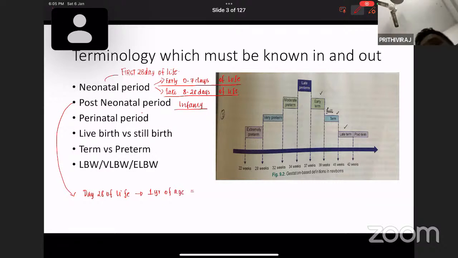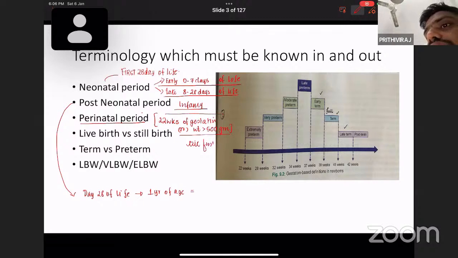So what is perinatal period? The perinatal period is defined as the period which starts at 22 weeks of gestation, or when the weight of the baby is more than 500 grams, till the first 7 days of life. So these are the three important definitions. Neonatal period is the first 28 days of life after birth. From 28 days to 1 year of life is considered the post-neonatal period. Perinatal period starts from 22 weeks of gestation till the first 7 days of life. The next important one that could be asked in your exam is: what is live birth versus stillbirth?